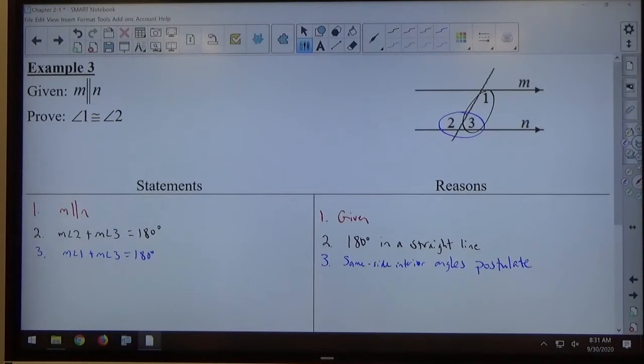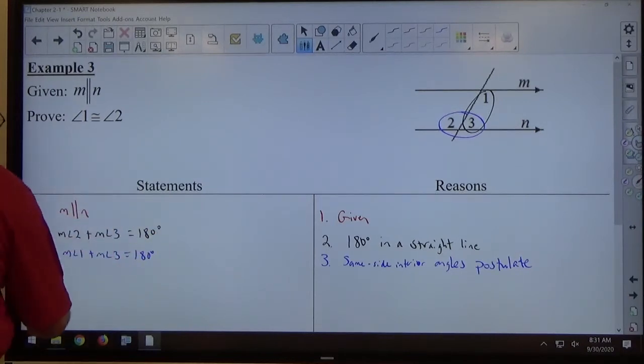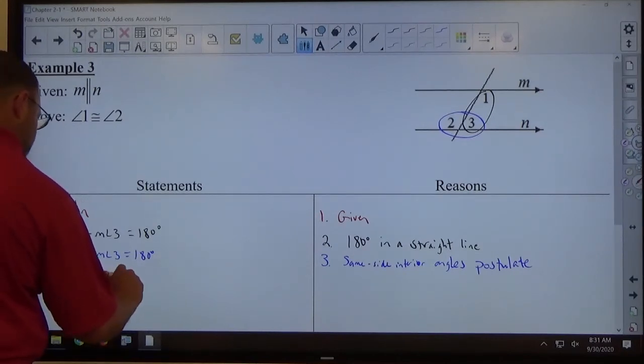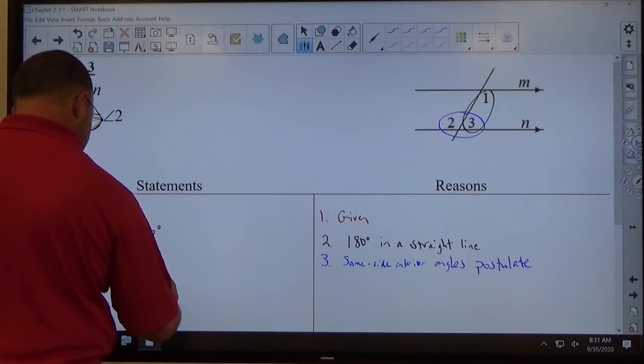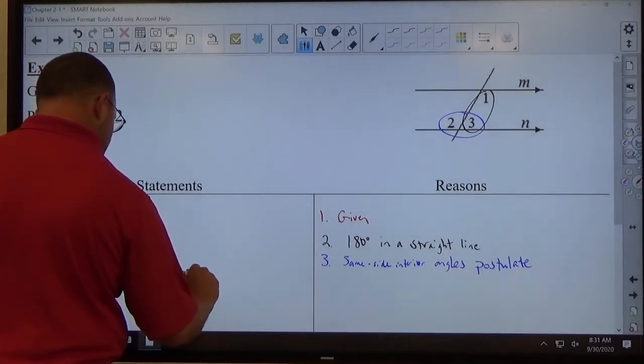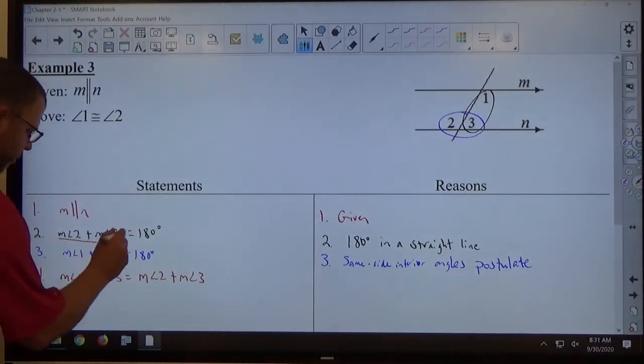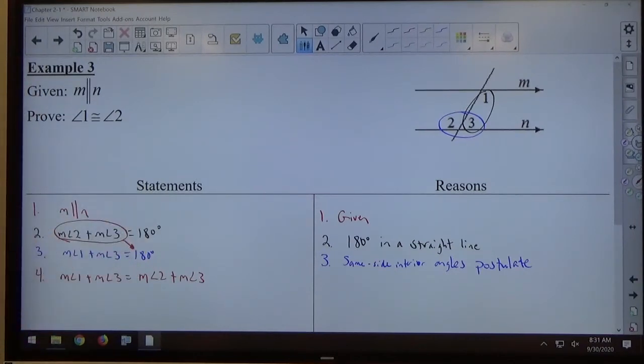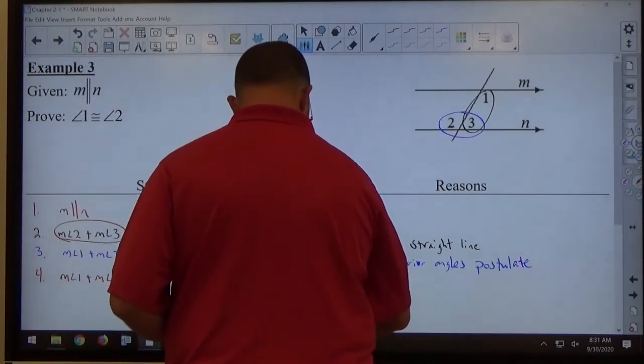All right, so 1 and 3 add up to 180, 2 and 3 add up to 180. Again, with equations, this happens quite often. Two things equal the same thing, so they equal each other. That's substitution. So I'm going to go with substitution to say measure of angle 1 plus measure of angle 3 must equal measure of angle 2 plus measure of angle 3. I put this expression in place of that 180 because that equals 180. And that's all substitution is. So number 4, substitution.